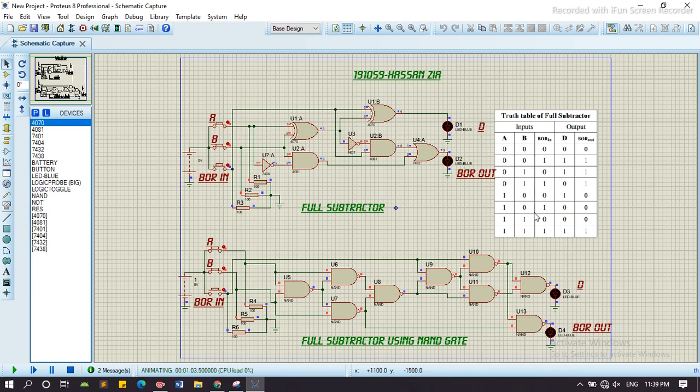Similarly in the circuits, when A, B and borrow in are all 1 1 1, it shows the difference is equal to 1 and borrow out is also 1. Similarly in this circuit, that's the full subtractor and the full subtractor using NAND gates. So the truth table is verified by the implementation of the circuit in Proteus.